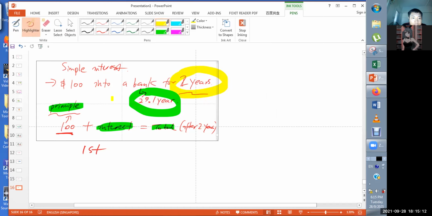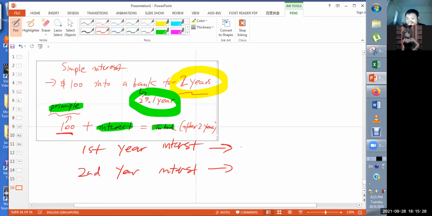So I need to write down first year interest, second year interest. Then these two interests will be the interest here, right? If I can find the interest, then I can add the interest after 2 years to the principal. Then I can get the total, right? So how do you get the first year interest? Can you make a guess?